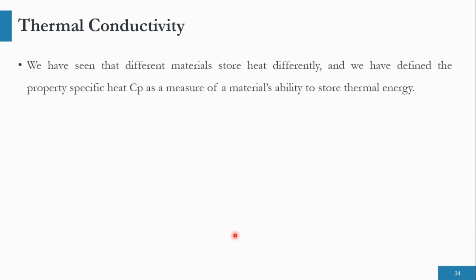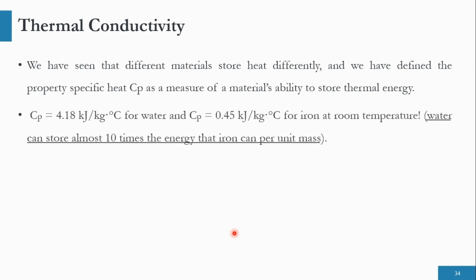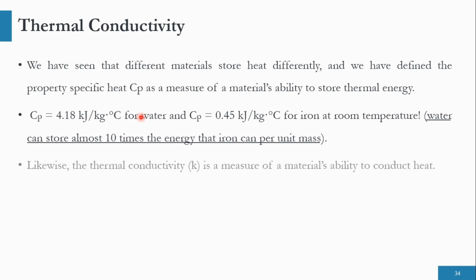Going to the second part, which is thermal conductivity, and we will first start it today. We have seen that different materials store heat differently, and we have defined the value Cp for specific heat capacity. You have already studied Cp. The higher the Cp, the higher the heat capacity, or the storage. For example, for water, the value of Cp is 4.18, while for iron, it is 0.45 kilojoule per kg degree centigrade. That shows that water has higher storage capacity than iron per unit mass.